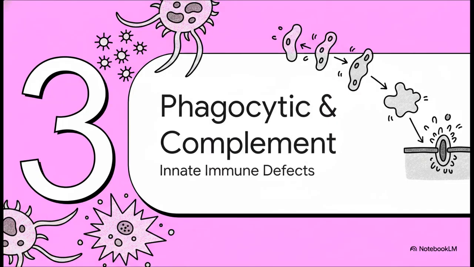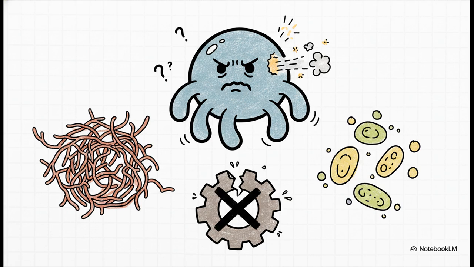Section 3. Phagocytic and complement disorders. We are now looking at chemotaxis, respiratory bursts, and the complement cascade. Anchor chronic granulomatous disease directly to its distinct biochemical failure, a defect in NADPH oxidase. This completely abolishes the oxidative burst, leaving patients highly vulnerable to catalase-positive organisms, think Staphylococcus aureus and Aspergillus.